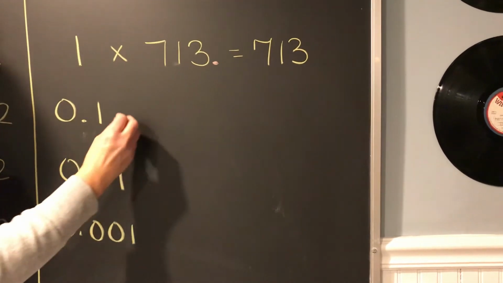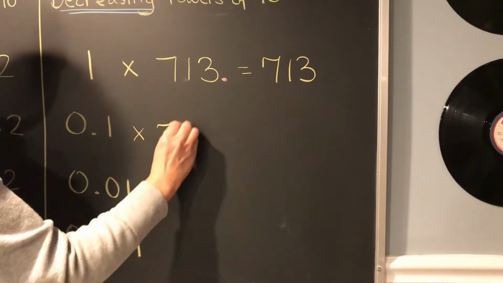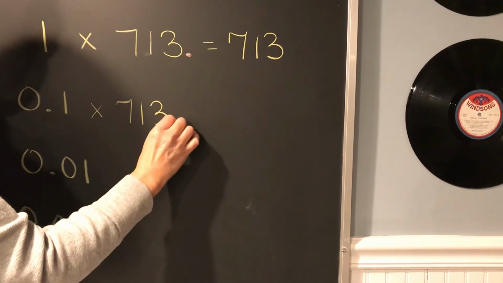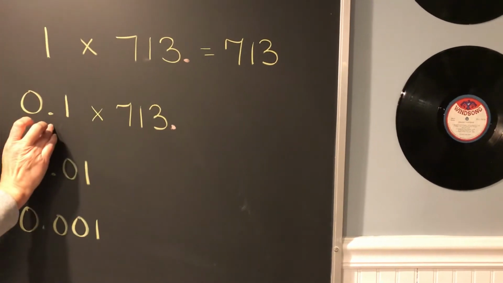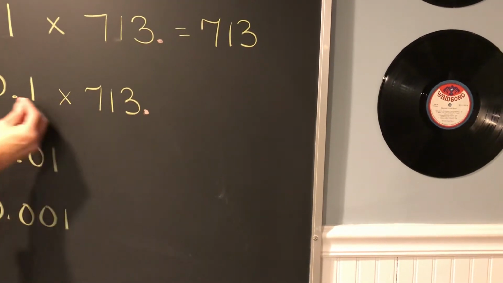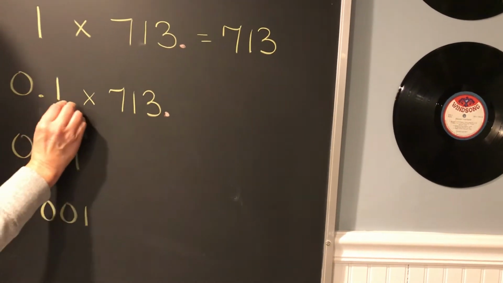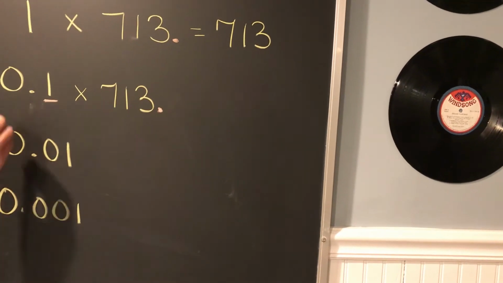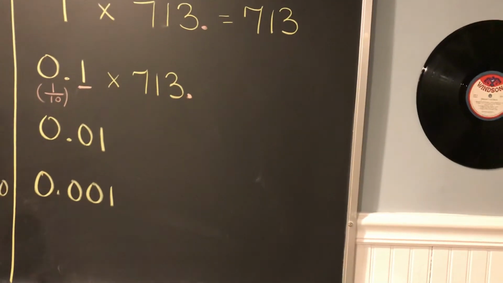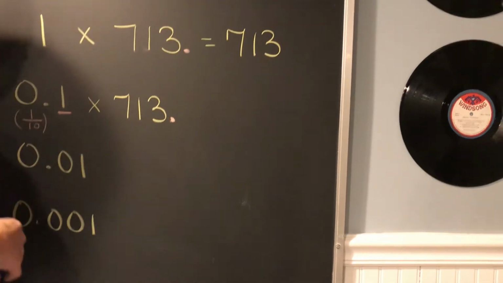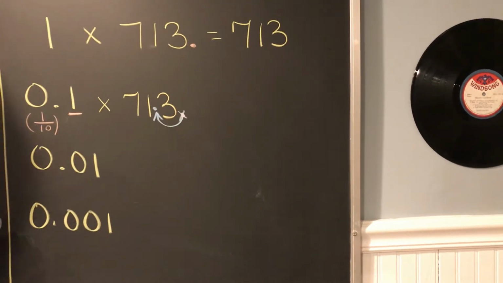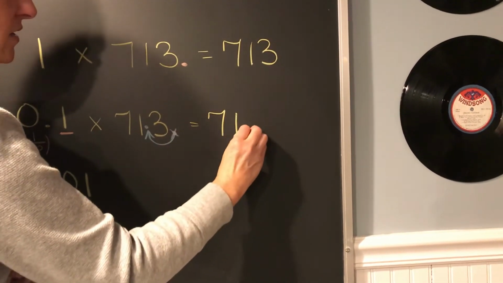For this one, 1/10 times 713. Again, you've got your decimal point here that you're going to work with. We're multiplying it by a decreasing power of 10, or a decimal power of 10. So our decimal is going to travel to the left 1 place. We know it's one place because there's one decimal place, or we could write it as a fraction, which is 1/10, and you've got 1 zero. So I'm going to take that decimal and travel it one place to the left, and it lands between the 1 and the 3. And your answer is 71 3/10.